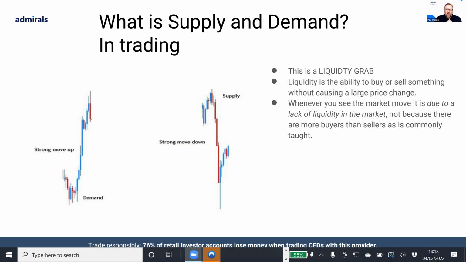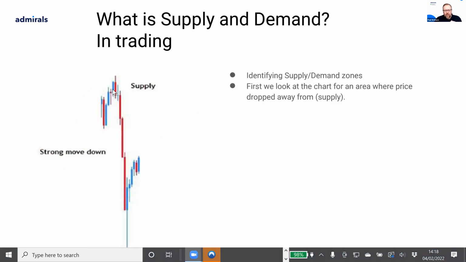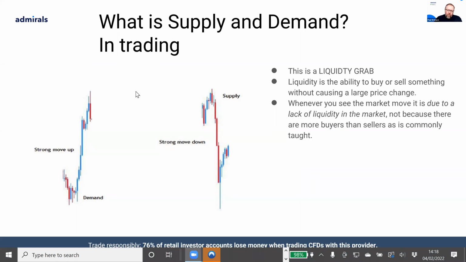But where were we? We were talking about supply and demand zones, and what does it actually mean? What actually happens? What we're particularly looking at is what might be described as a liquidity grab. What is that, for a new trader? Liquidity is the ability to buy or sell something without causing a large price change. Whenever you see the market move, it is due to a lack of liquidity in the market, not necessarily because there are more buyers than sellers.